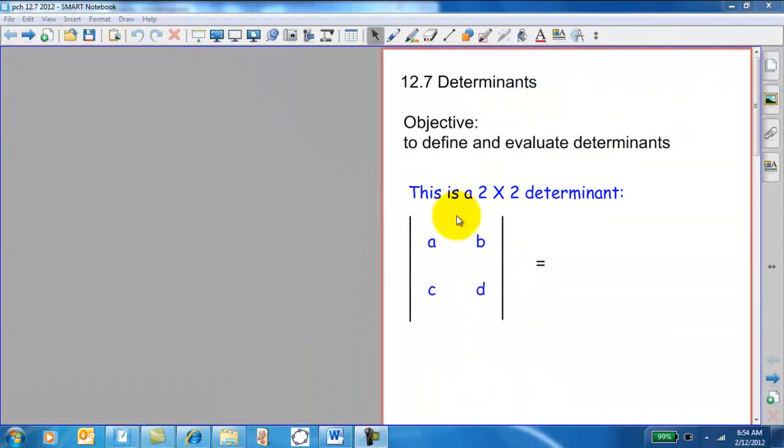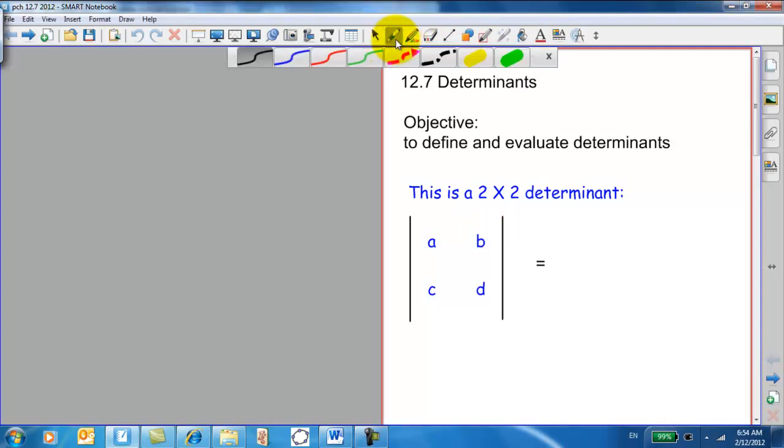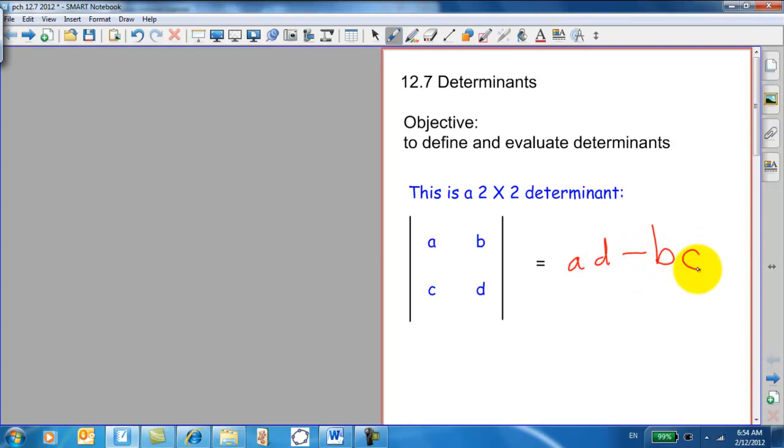Hello, pre-calc honors students. Here we're at 12.7, determinants. That's going to have many applications for what we're going to do later on with cross products. So first, a 2 by 2 determinant. It's basically the idea of subtracting the product of the diagonals. So to do this one, we just take AD minus BC. AD minus BC. Let's try this.